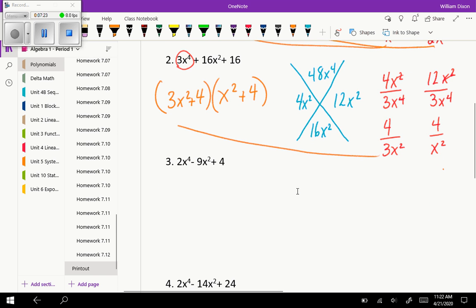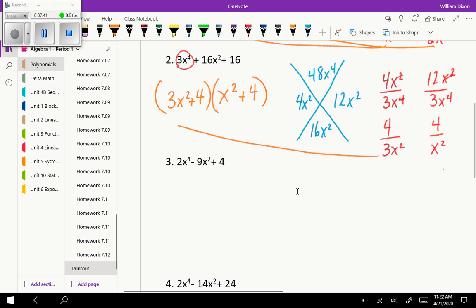All right, what you should do for number 3, I suggest that you pause the video. Number 3 is pretty good. Pause the video and then try this one on your own. See if you could at least come up with the two binomials, and then check your answer.